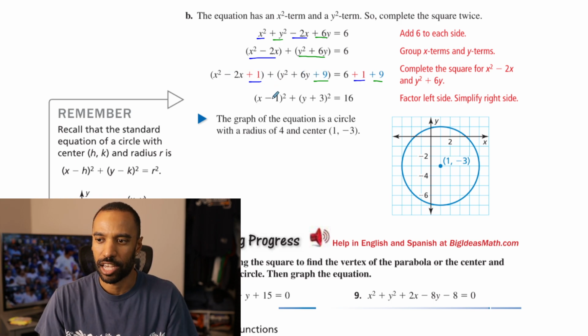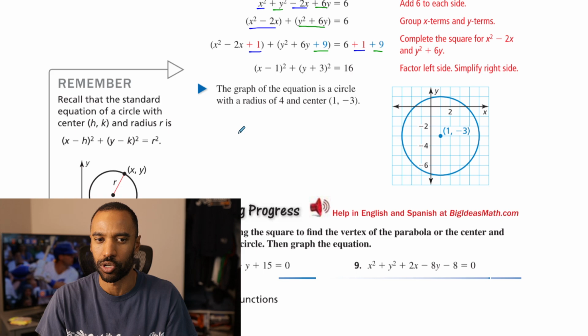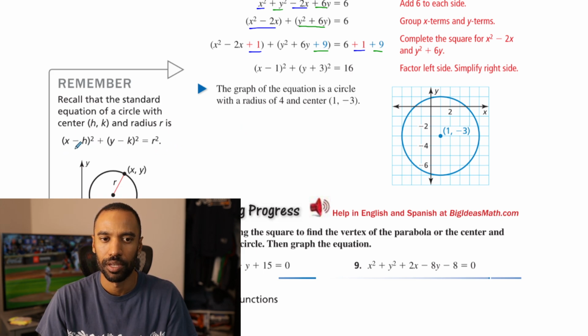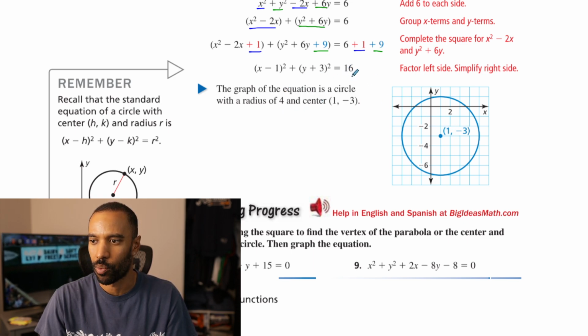So this factors down to x minus 1 quantity squared. This factors down to y plus 3 quantity squared. 6 plus 1 plus 9 is 16. This is the standard form of a circle equation. They also have it written here. So your center is going to be at (1, negative 3). Boom. We plot it as the center. Your radius is 4, the square root of 16.